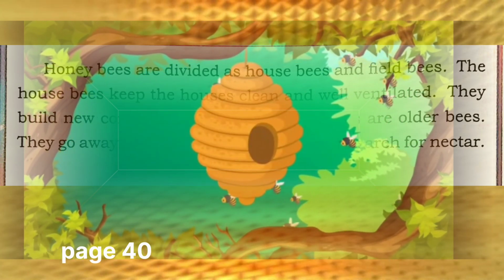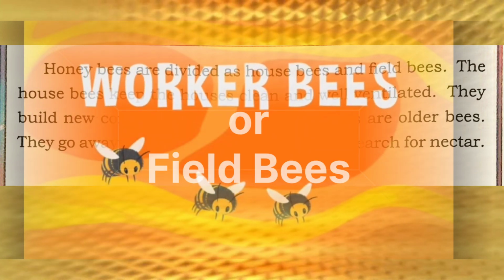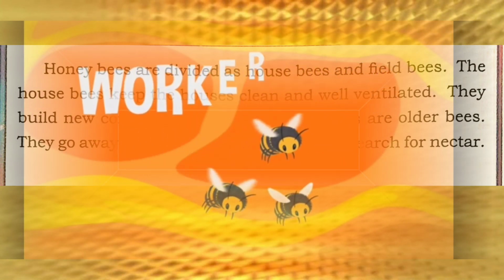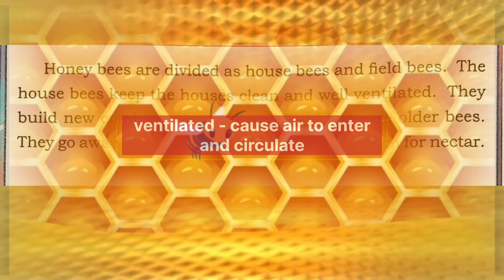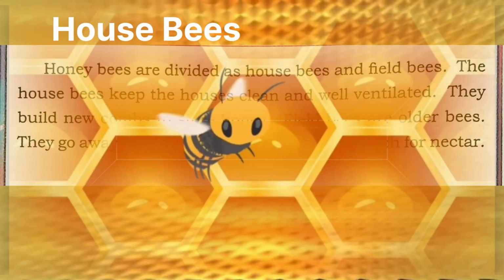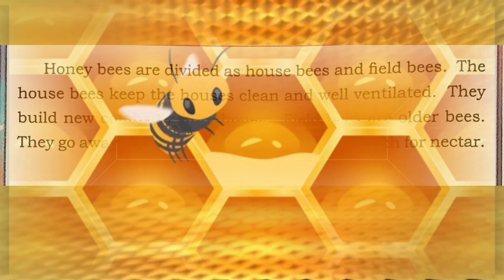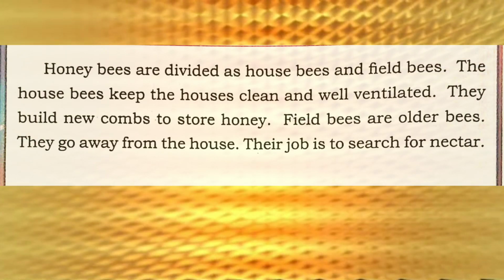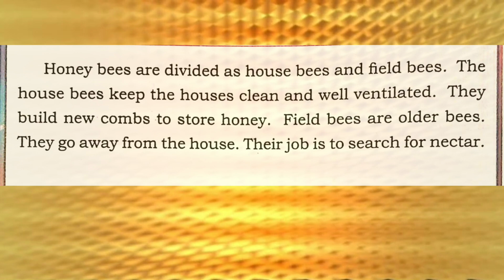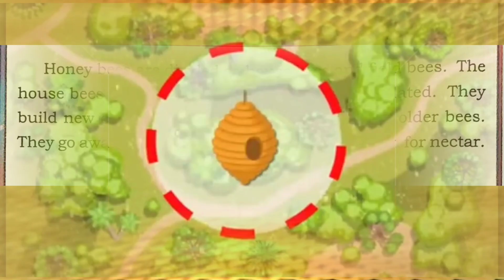Honey bees are divided as house bees and field bees. The house bees keep the houses clean and well ventilated. They build new combs to store honey. Field bees are older bees. They go away from the house. Their job is to search for nectar.